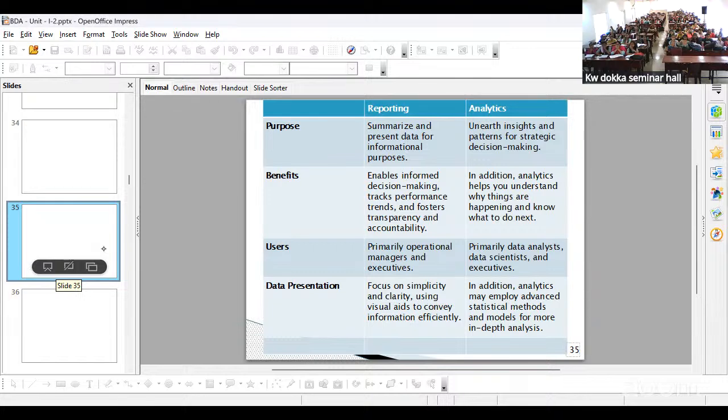Report share and benefits ఏంటి అంటే it enables informed decision making. మనం ఇంత స్టెప్ తీసుకోవాలా లేదా? You are doing that for some work, can you use them for some work or not? Right? Tracks performance trends and fosters transparency and accountability. That is called as reporting. And this one, it helps to understand why things are happening and know what next. Right? Simple. Again, you can take an example.